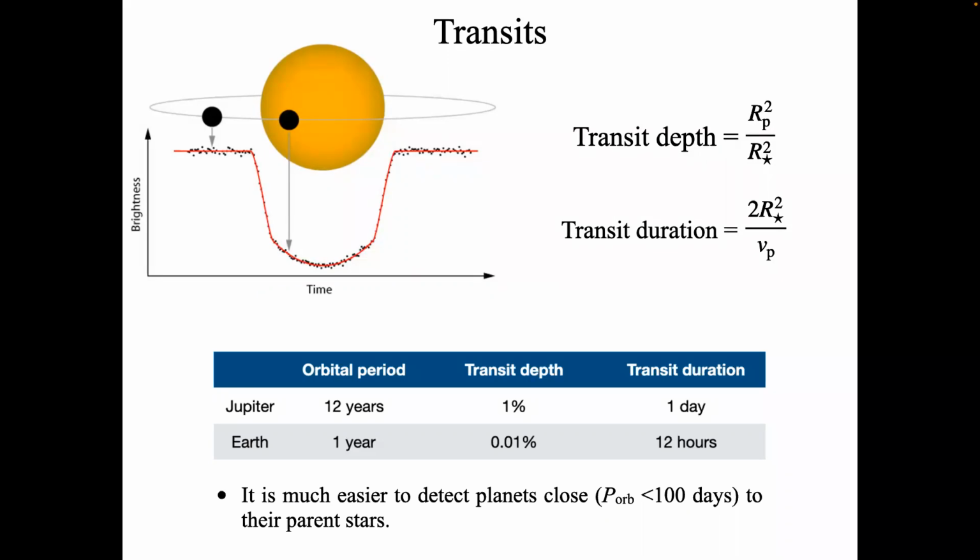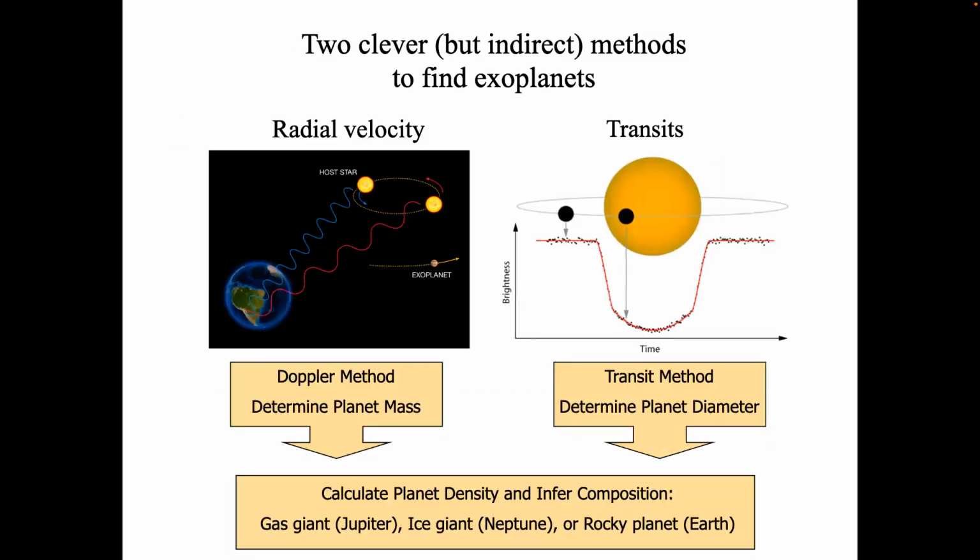And it's much easier to detect a planet very close to the parent star, because you don't have to wait for one transit. So why are transiting planets so important?